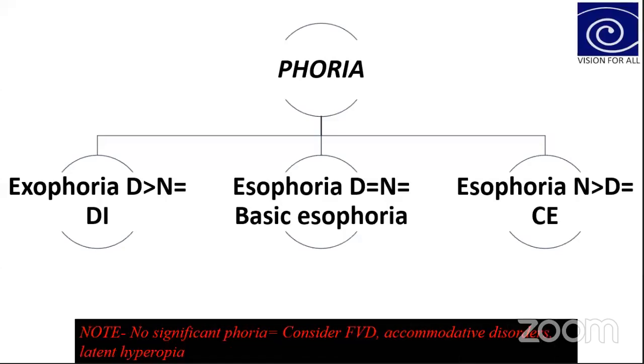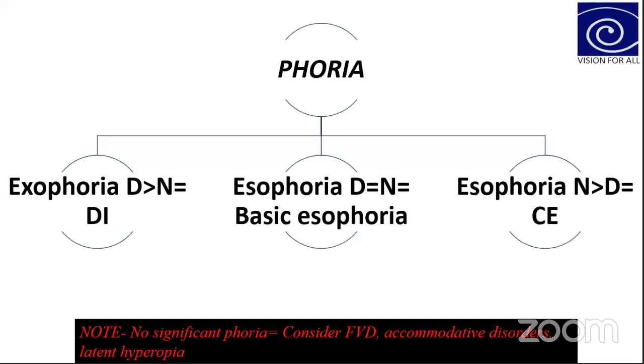Now the phoria is normal at distance and near, and the patient has the above mentioned symptoms. For example, if you find everything normal, your phoria is normal, and the patient has visited your clinic complaining of asthenopic symptoms like blurring of vision and headache, then in that case try to look at other conditions also, like fusional vergence dysfunction. About fusional vergence dysfunction, I will talk in another slide. Apart from that, look for any accommodative disorder.